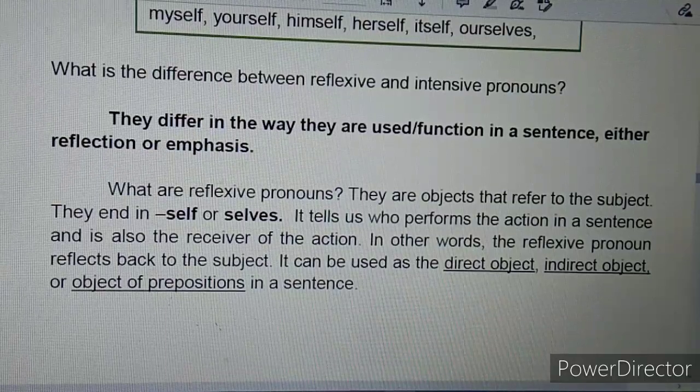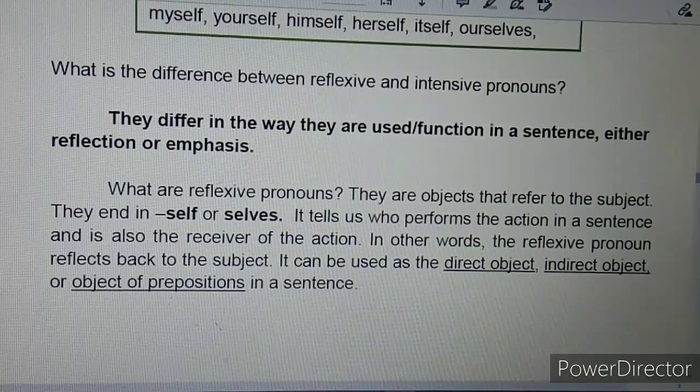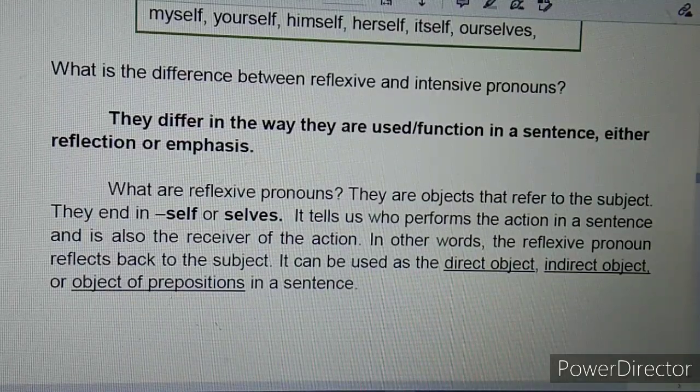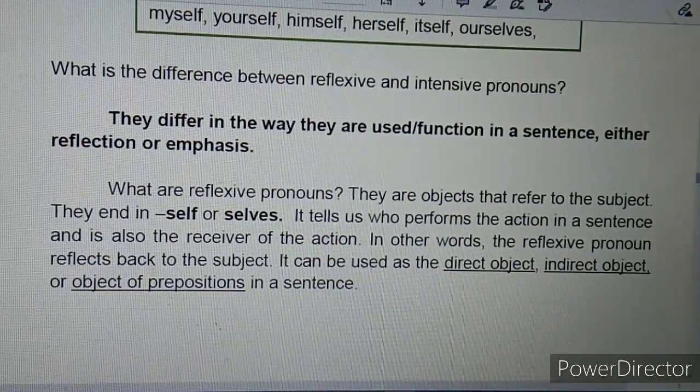They differ in the way they are used or function in a sentence, either reflection or emphasis. So what are reflexive pronouns? They are objects that refer to the subject. They end in self or selves. It tells us who performs the action in the sentence and is also the receiver of the action. In other words, the reflexive pronoun reflects back to the subject.